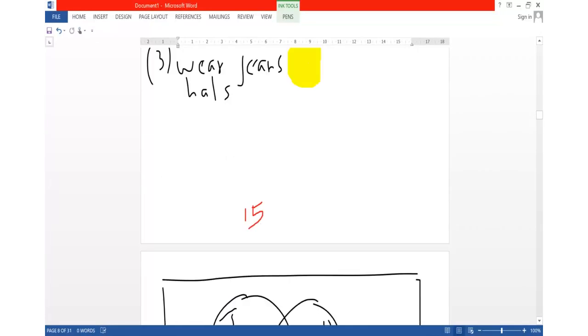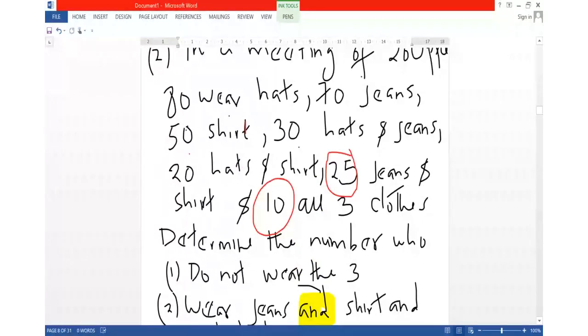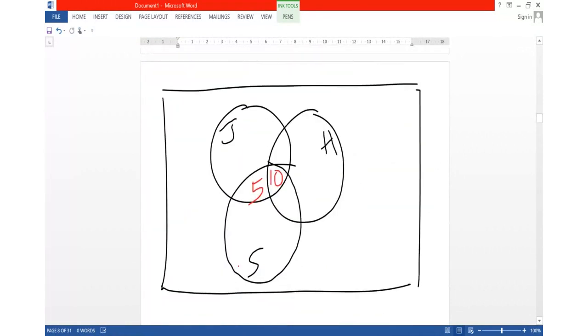Let's go up again. We do hats and shirts. Hats and shirts, they are 20. But already on the intersection you have 10. So 20 minus 10, you end up with only 10.